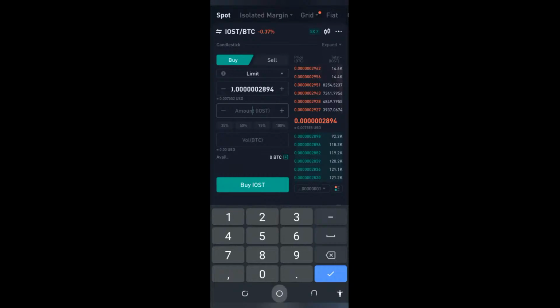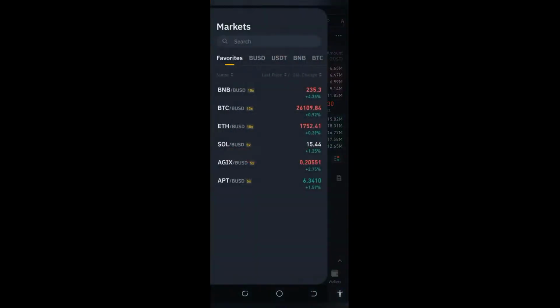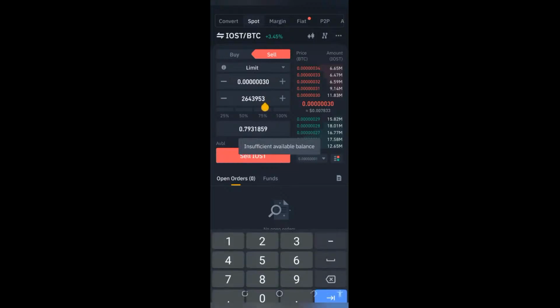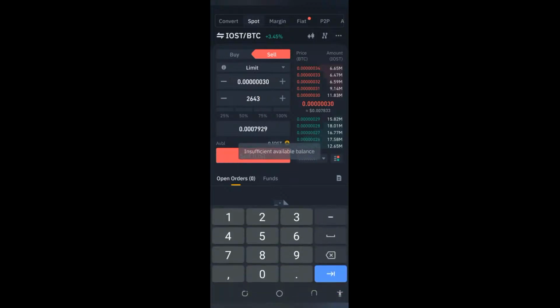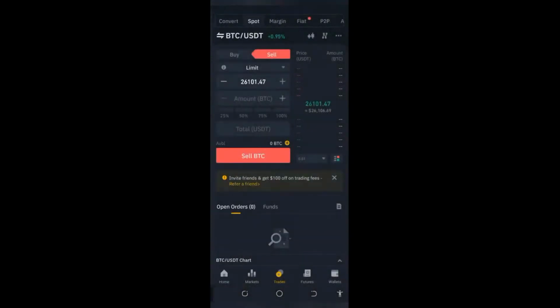So let's run over to Binance quickly. Yeah, we're currently on IOST BTC. So now let's paste that in here. Now you can see what I'm talking about. So you have to delete the last 3 digits after the decimal point. So we were able to get 0.007929. Looks like that's good. So let's cut that and quickly go and see how we're going to sell this to BTC.